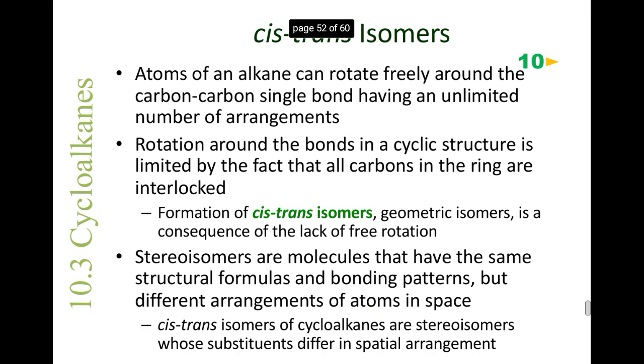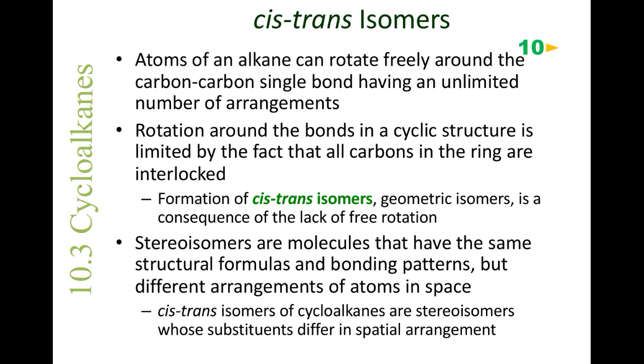Moving along to cis-trans isomers. This slide gives you some information about what cis-trans isomers are. It says atoms of an alkane can rotate freely around the carbon-carbon single bond, having an unlimited number of arrangements. If you have a carbon-carbon single bond, or sigma bond, in an alkane, you can make a molecular model and show free rotation around a sigma bond. The next point says rotation around the bonds in a cyclic structure is limited by the fact that all carbons in the ring are interlocked.